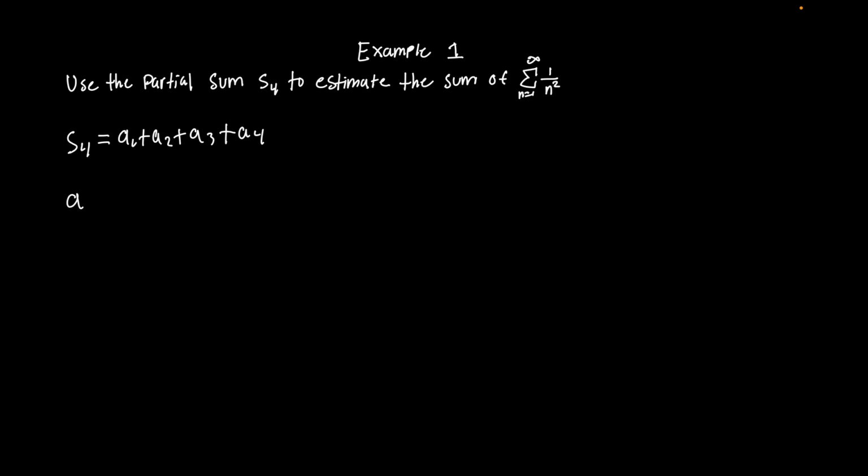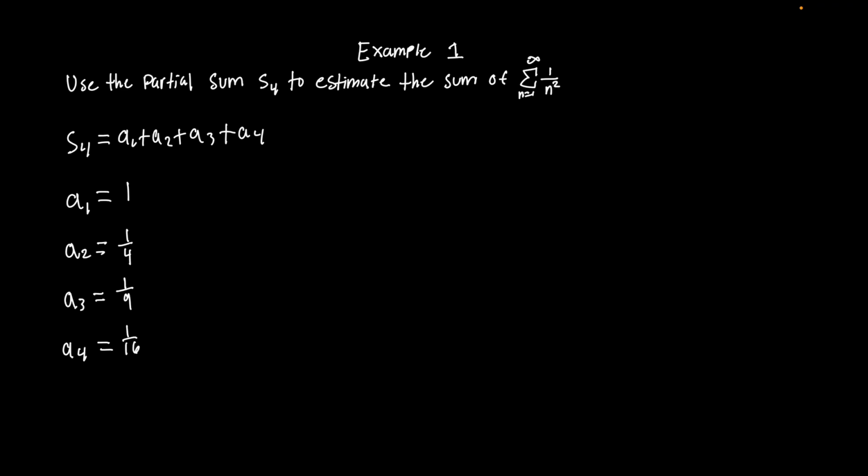So let's look at our first term. So our first term, you just plug in a 1, right? So what is 1 divided by 1 squared? Well, 1 squared is just 1, and 1 over 1 is just 1. Let's look at our second term. What is 1 over 2 squared? Well, we know 2 squared is 4, so that's just 1/4. Now for the third term, what is 1 over 3 squared? We know 3 squared is 9, so the third term is 1/9. Lastly, we have the fourth term. So what is 1 over 4 squared? Well, we know 4 squared is 16, so it's just 1/16.